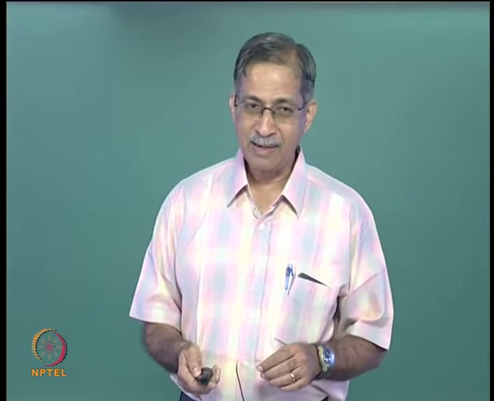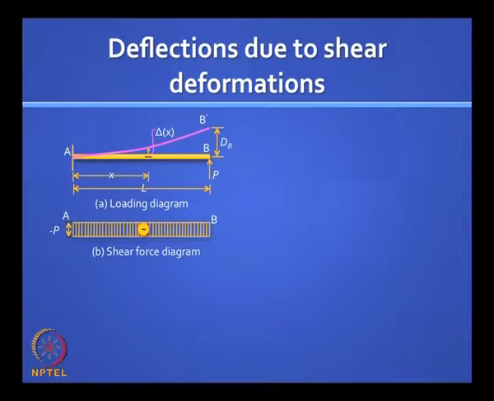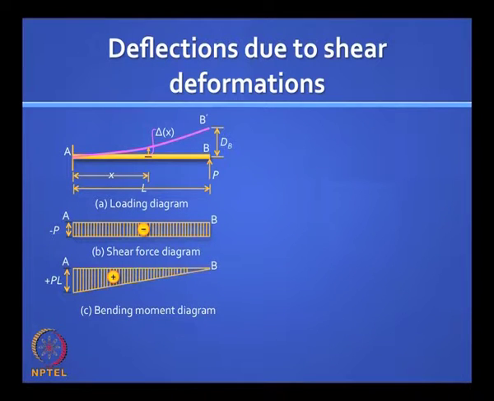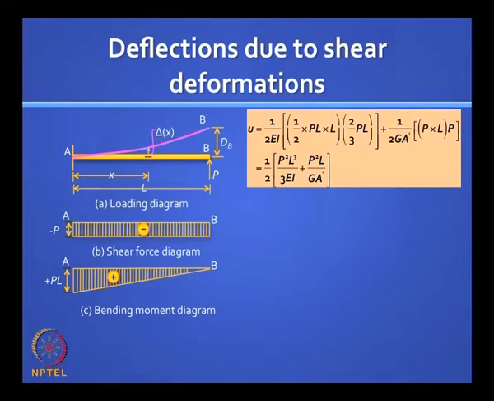So we will see closely how the shear deformation affects. You can see the shear force diagram shows a constant shear force P, and the bending moment diagram, in this case a sagging bending moment diagram, varies linearly. And if you want to find the strain energy in the system, it is easy. You can use that formula, but now we will include shear strain energy as well.